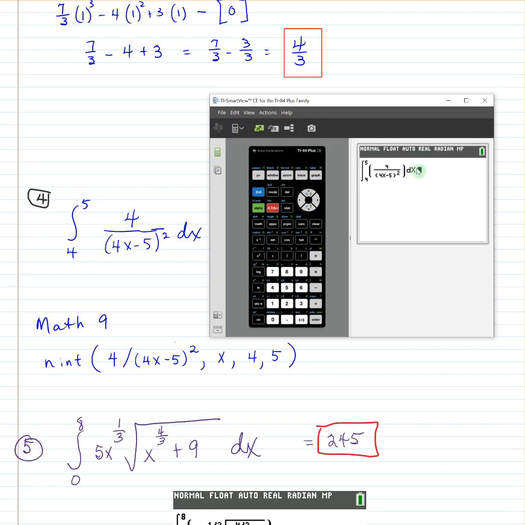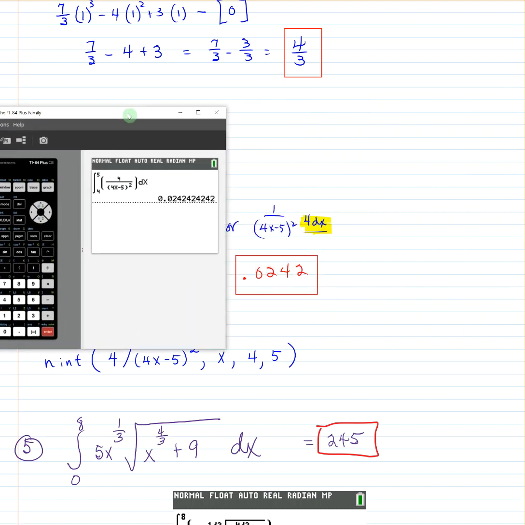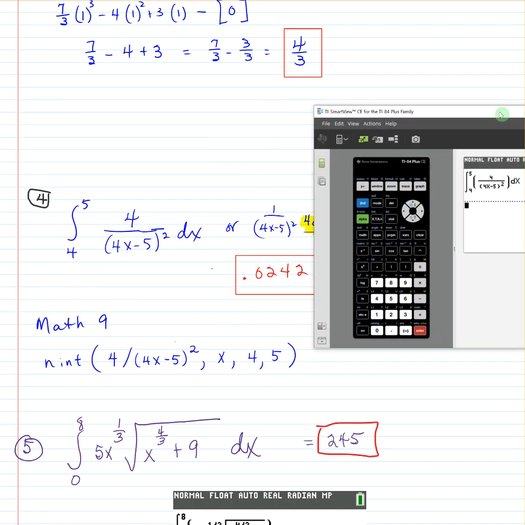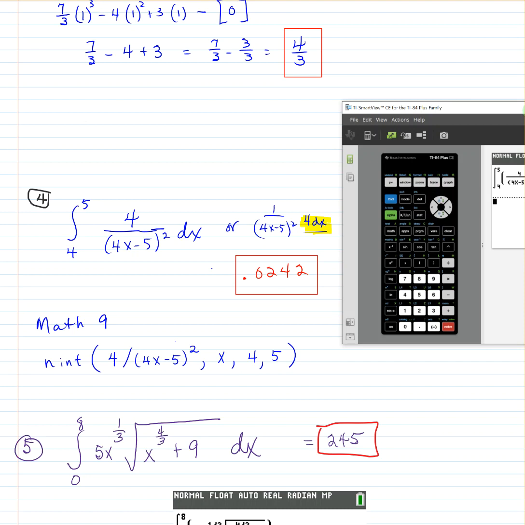So you'll always put x on these when we're doing these on the calculator. You put your function in here, just as it is right here, and you put your limits here. And so we'll hit enter, and let's see if that's what I had. So 0.0242, and I think it said to round to 4 places. So that's how we're going to do it.